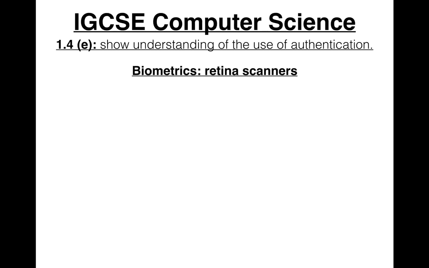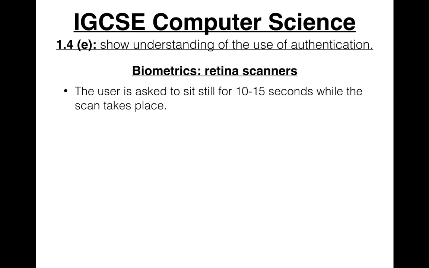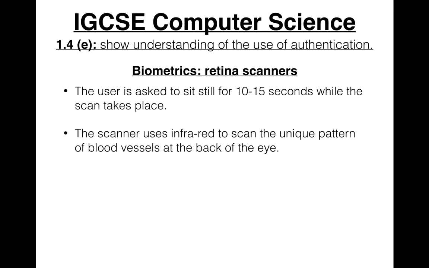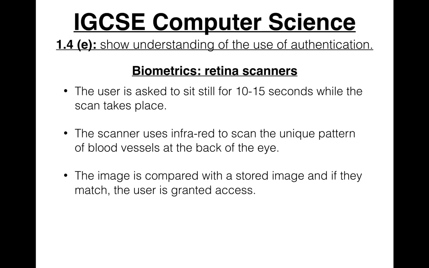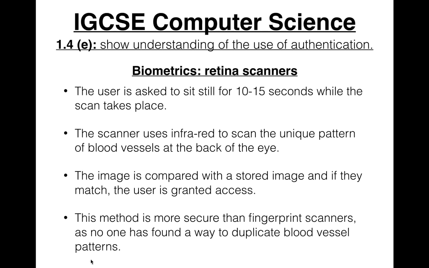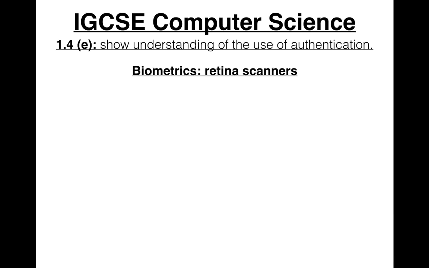Retina scanners are a little bit different, well, a lot different. The user is asked to sit still for 10 to 15 seconds while the scan takes place. The scanner uses infrared to scan the unique pattern of blood vessels at the back of the user's eye. The image is compared with a stored image, and if they match, the user is granted access. But this method is more secure than fingerprint scanners, because no one has found a way to duplicate blood vessel patterns.